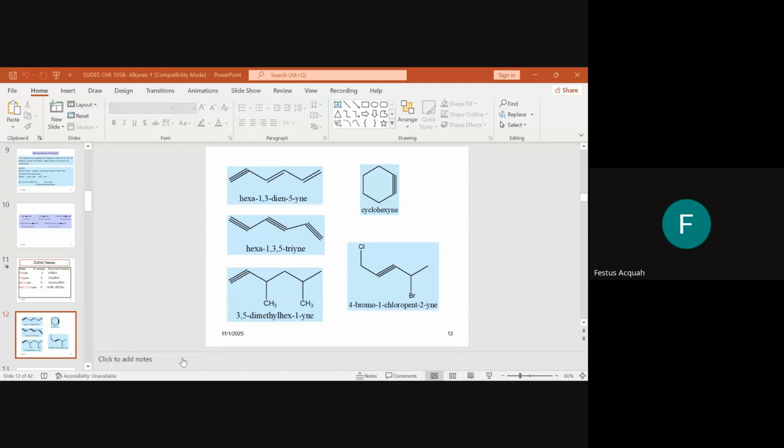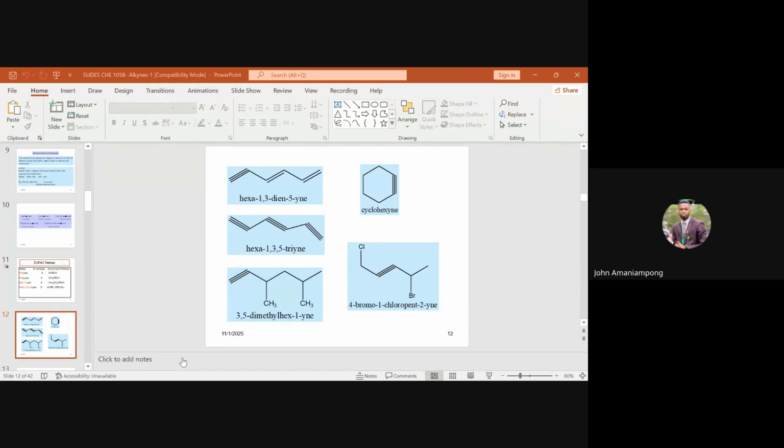The hexa is talking about the number of carbons. Hexa is 6. Very good. But see, the triple bond is on carbon number 1, so we have hexa-1. They started from the right.